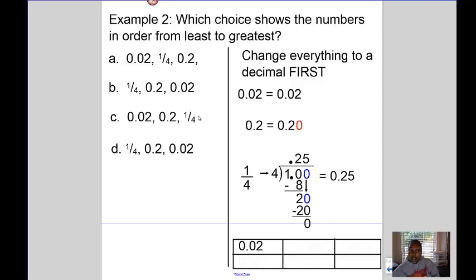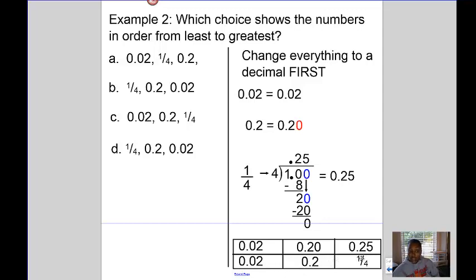Because if you'll notice, the answer choices are in the original form. So I need to be able to recognize it. Well, 200 was already 200 in the problem. Then I have this 20/100, but originally it was 2/10 in the problem. And then I have 25/100, but originally it was 1/4. So this is my order from least to greatest.